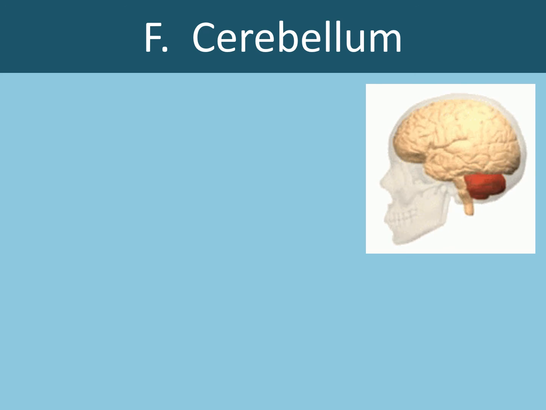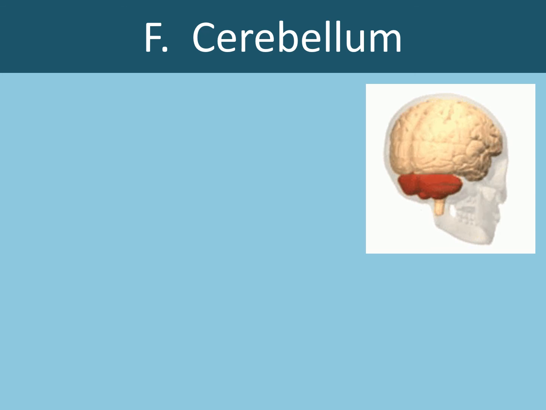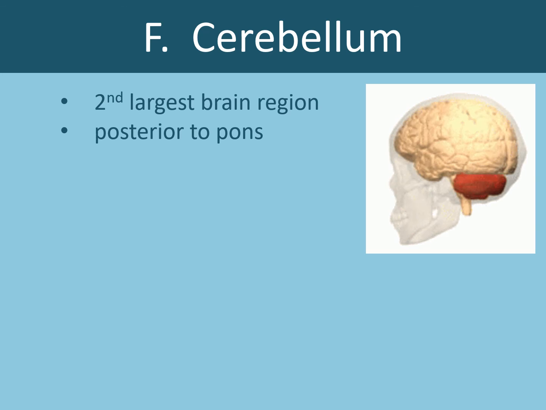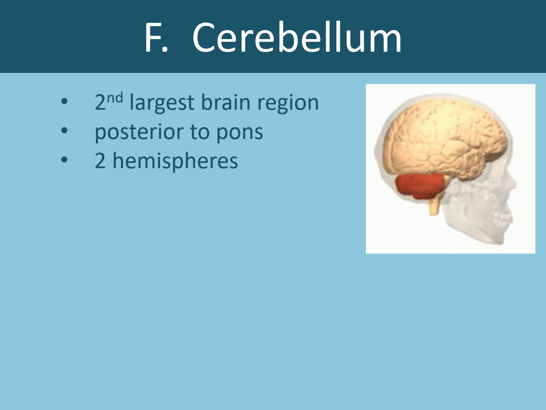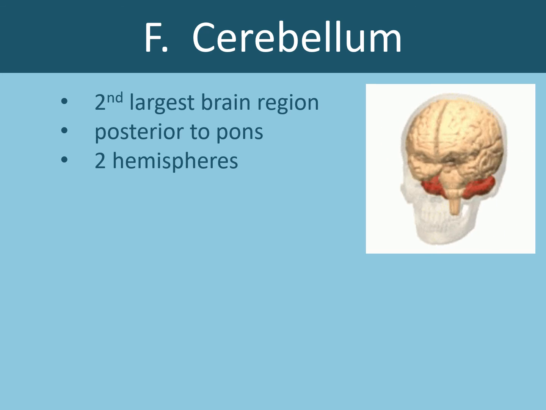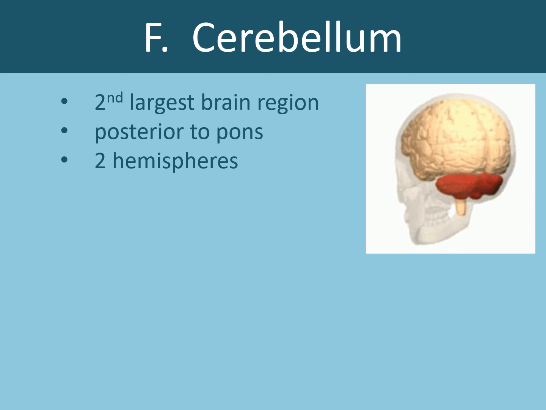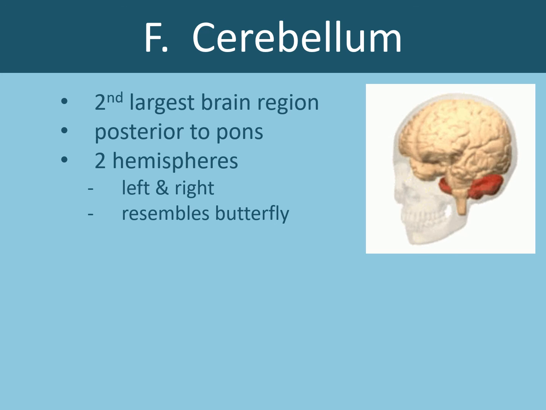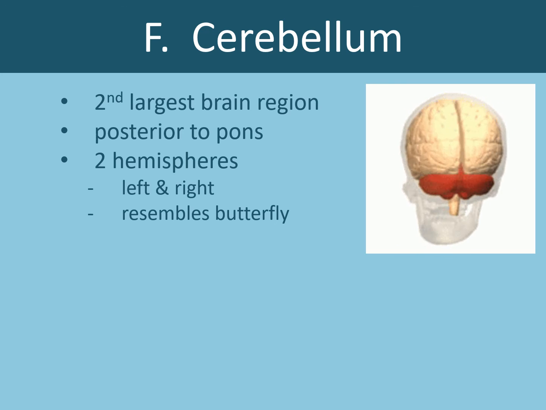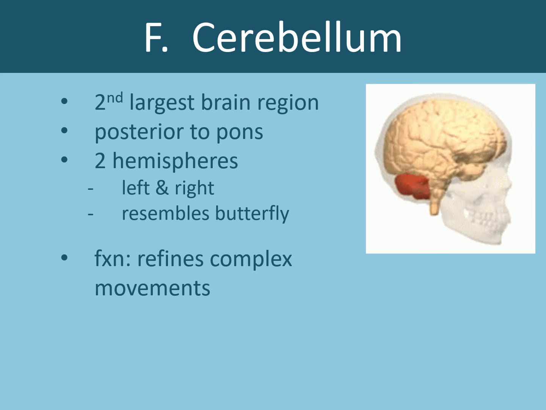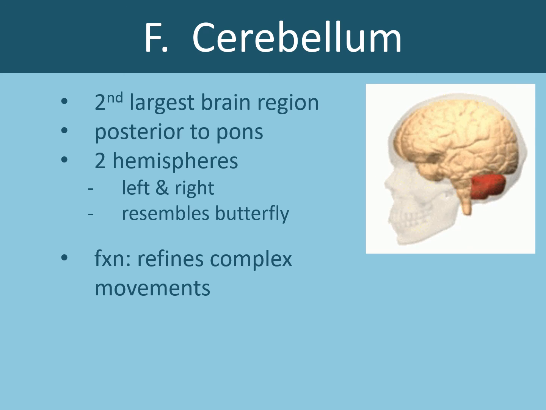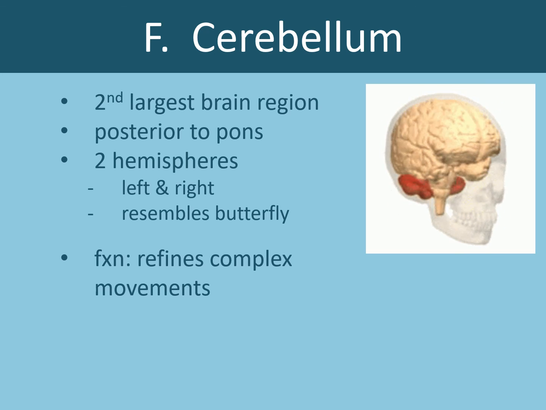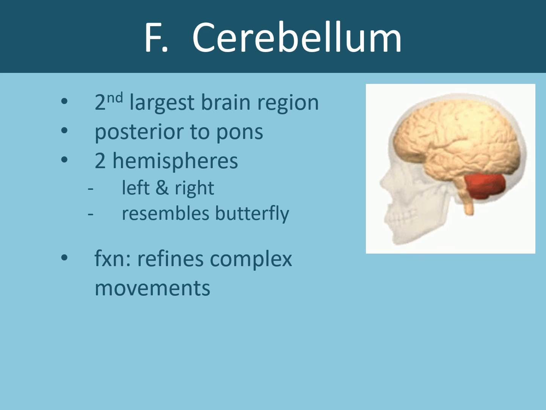And finally we have the 4th major region of the brain, the cerebellum. The cerebellum is actually the 2nd largest brain region. It's located posterior to the pons. Like the cerebrum, the cerebellum is divided into 2 hemispheres, left and right. The cerebellum superficially resembles a butterfly shape. The function of the cerebellum is to refine complex movements. So note that the cerebellum doesn't initiate movements, it smooths them out and helps coordinate them.